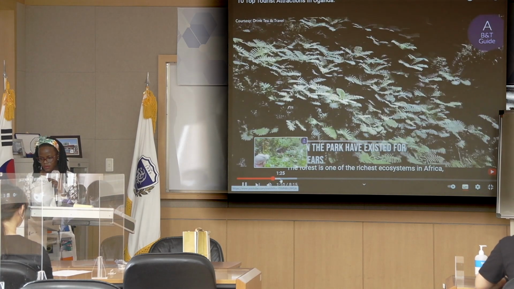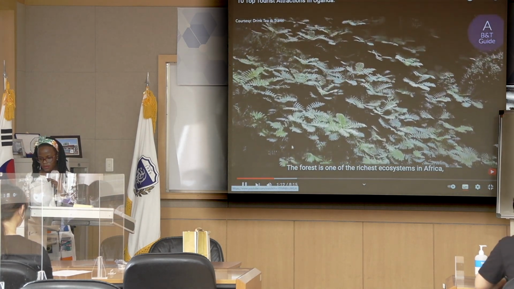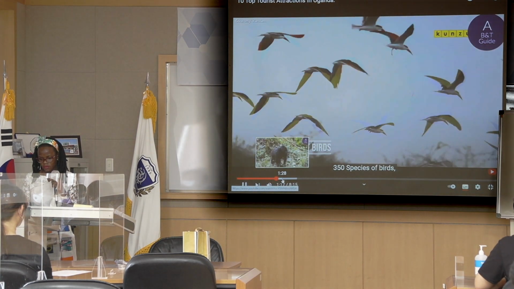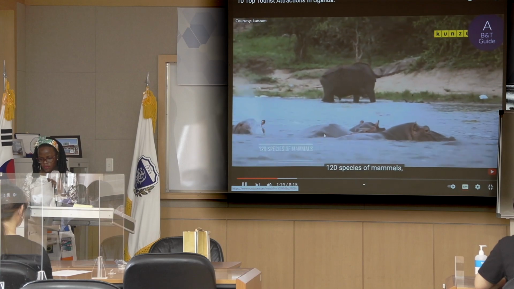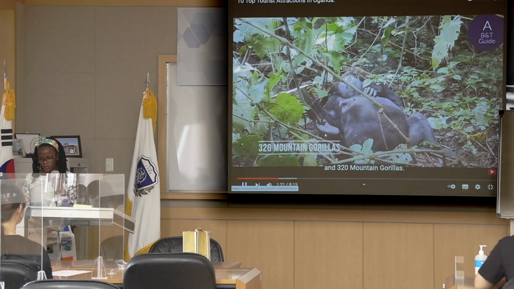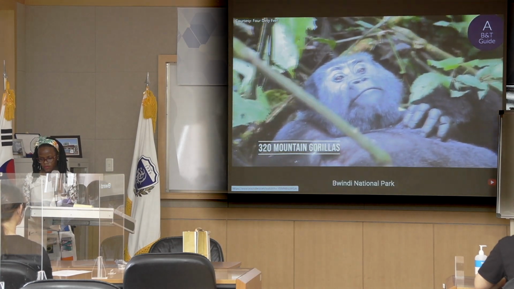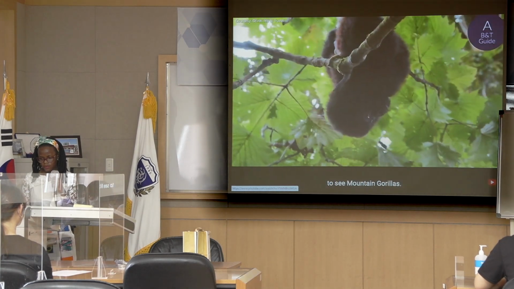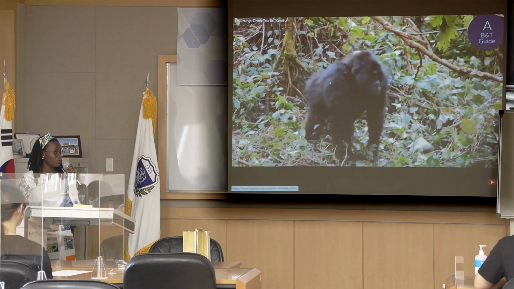The forest is one of the richest ecosystems in Africa and contains about 400 species of plants, 350 species of birds, 120 species of mammals, and 320 mountain gorillas. Bwindi National Park is one of the best places in the world to see mountain gorillas. So most people go there for gorilla trekking.